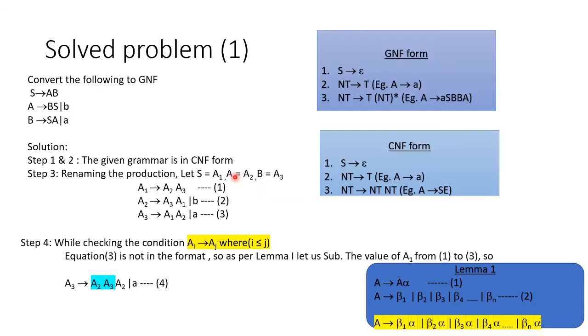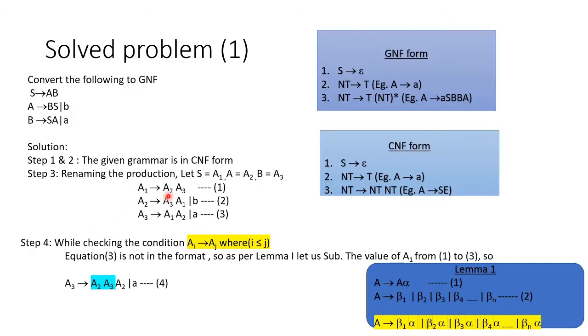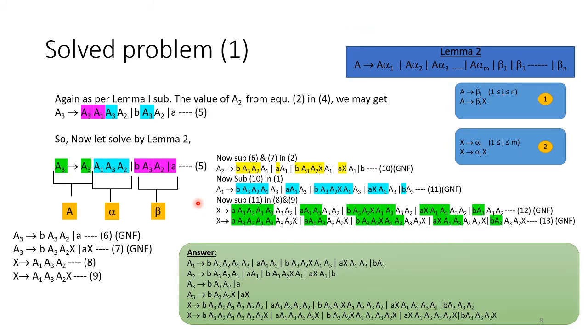Now I want to check for my A1. A1 is A2, A3. So again, by substituting the value of A2 by lemma 2, now substituting 10 in 1, A1 also becomes a GNF. So how? See here, it is simply A2, A3 followed by A3. Whatever I have here, you just follow it by A3, that's it. My A1 also becomes GNF. So A1 becomes GNF, A2 becomes GNF, A3 becomes GNF, but my X is still not a GNF.